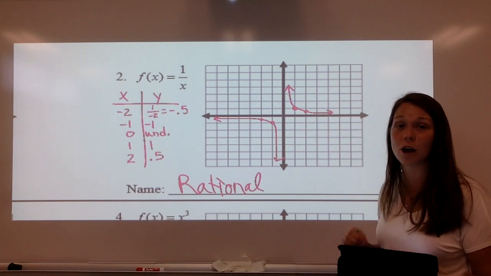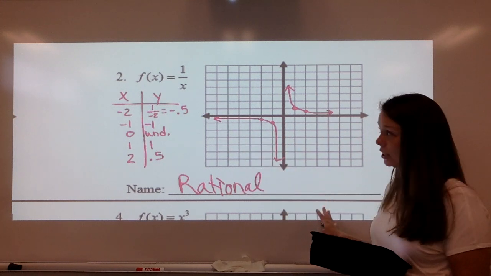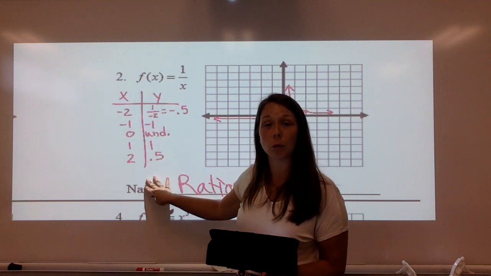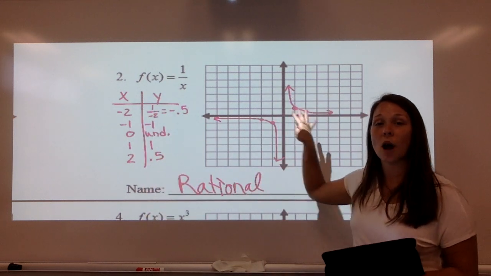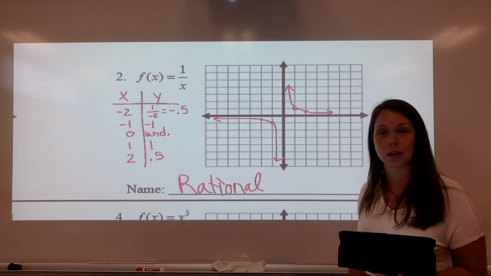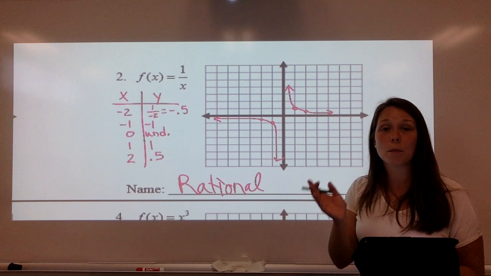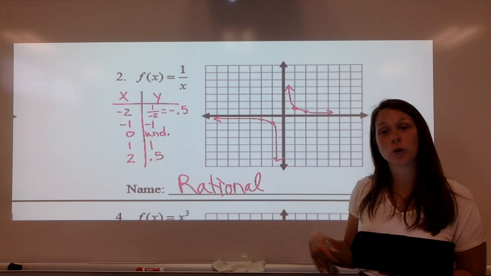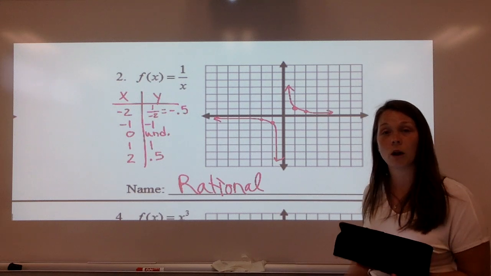But what I want you to do now for the other 5 graphs that are on this page, I want you to create a table, figure out a name, and then graph your points from the table onto the grid to get a picture. So take a moment, pause the video, and then press play when you're ready to see me walk through the other 5.